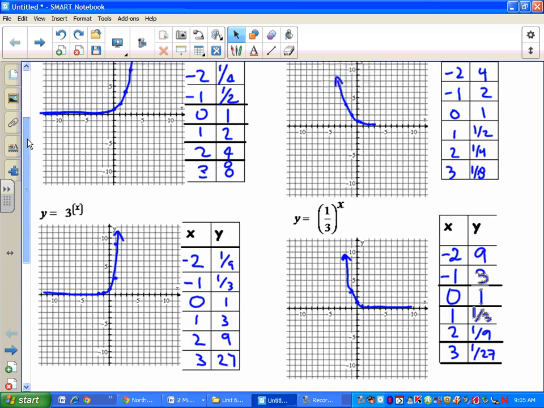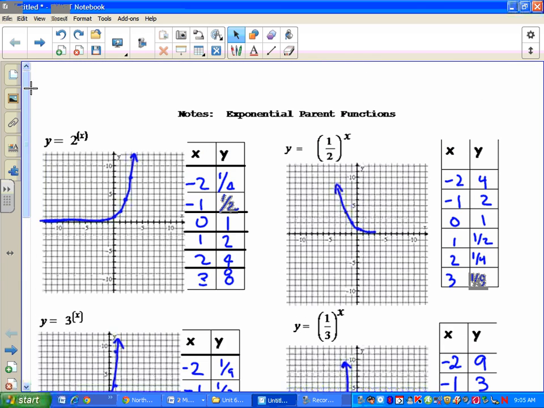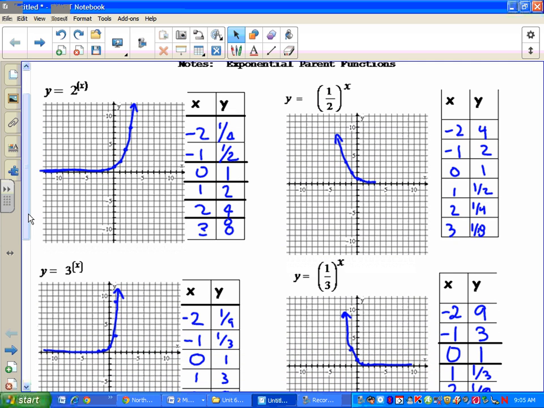Okay, so we are working on graphing exponential parent functions. And if you are doing this via video, you need to fill all this in by yourself and come back and check this. The x's were given, -2 to 3 is what I told you to use for the x's, and plug that in and find your own y's, and then plot the points. Pause the video and get that done, and then restart for a discussion.